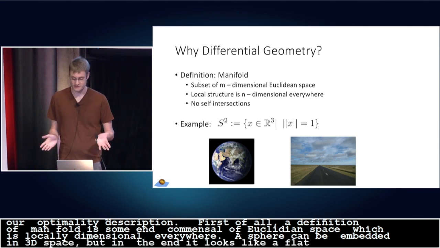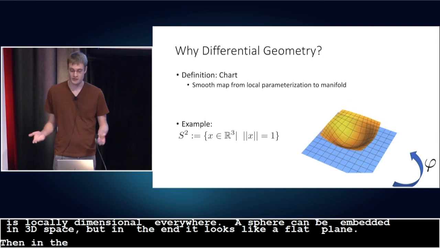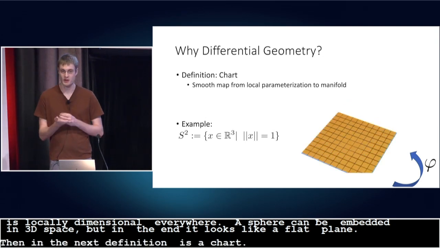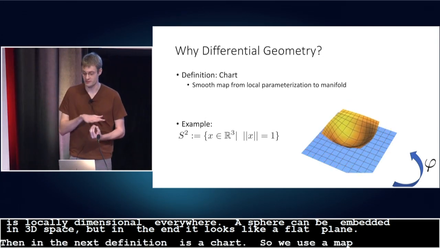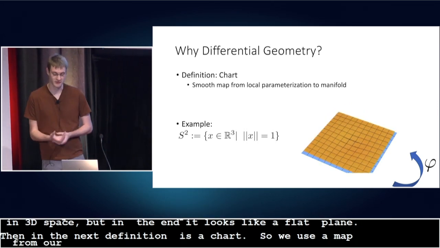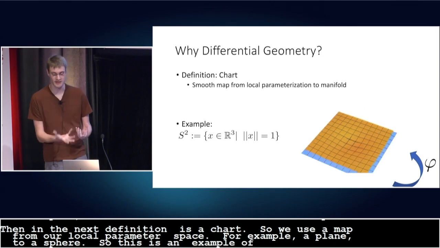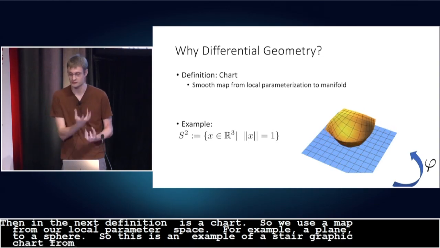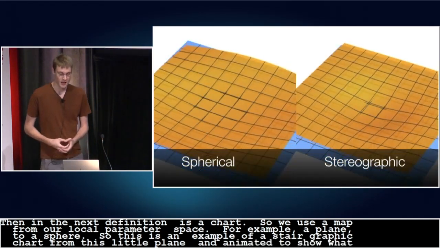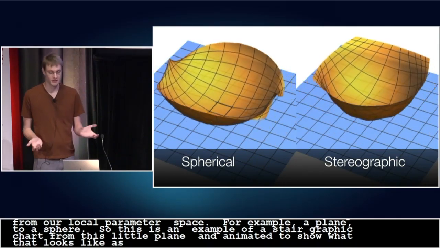And then the next definition is a chart. So we use a map from our local parameter space, for example, a plane to a sphere. This is an example of a stereographic chart, just from this little plane and animated to show what that looks like as you map to the sphere. But you can imagine there's many different ways to do this.